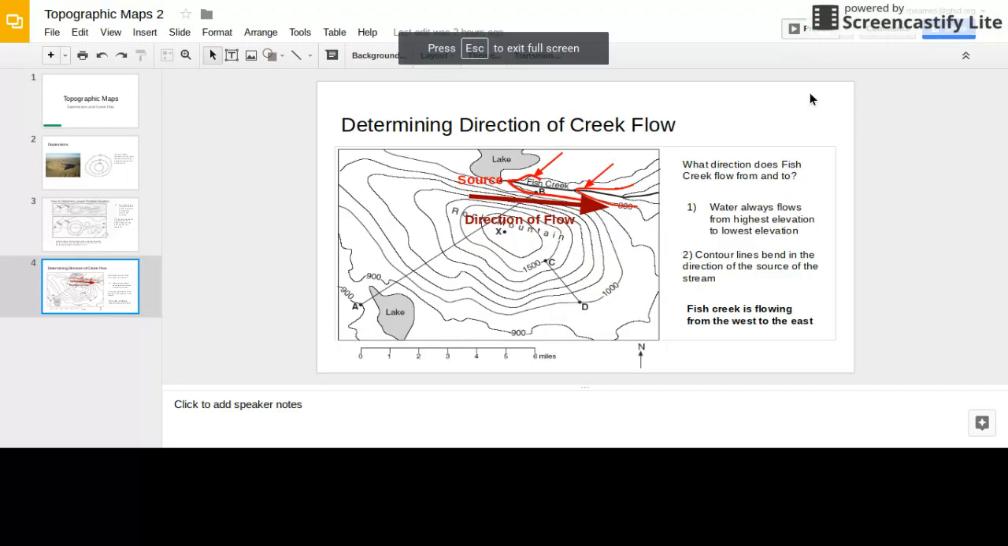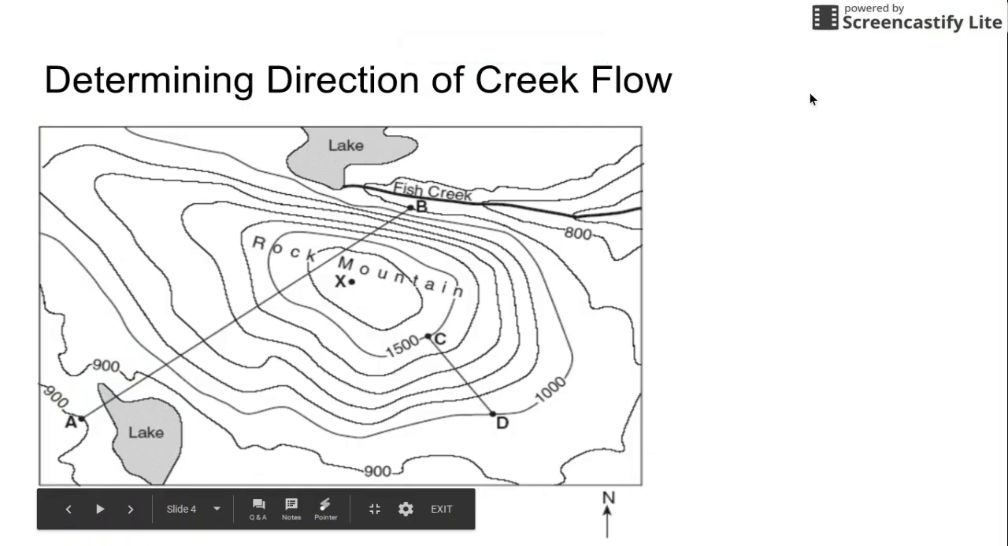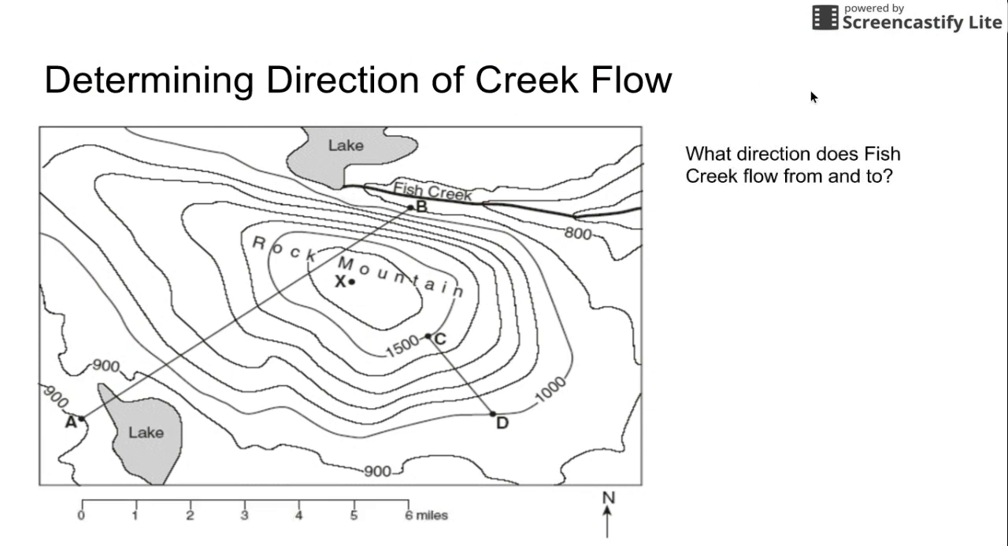The next thing we're going to do is determine the direction of creek flow on a topographic map. For this one, we're going to ask the question, what direction does Fish Creek flow from and to? There's two ways we can really go about this. Number one, one of the easiest ways is to say, well, water is always going to flow from the highest elevation to the lowest elevation. It would look really funny if we saw a stream flowing uphill. It would just defy the laws of gravity.